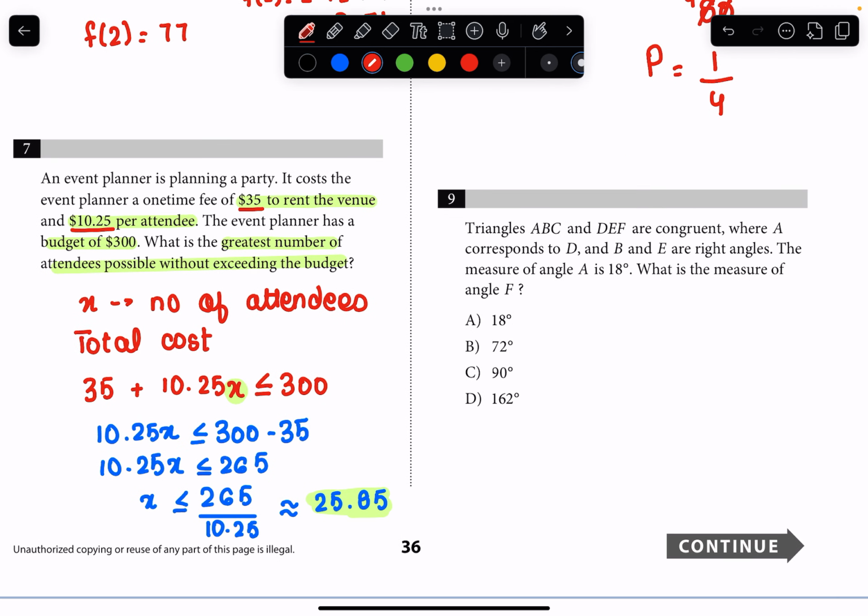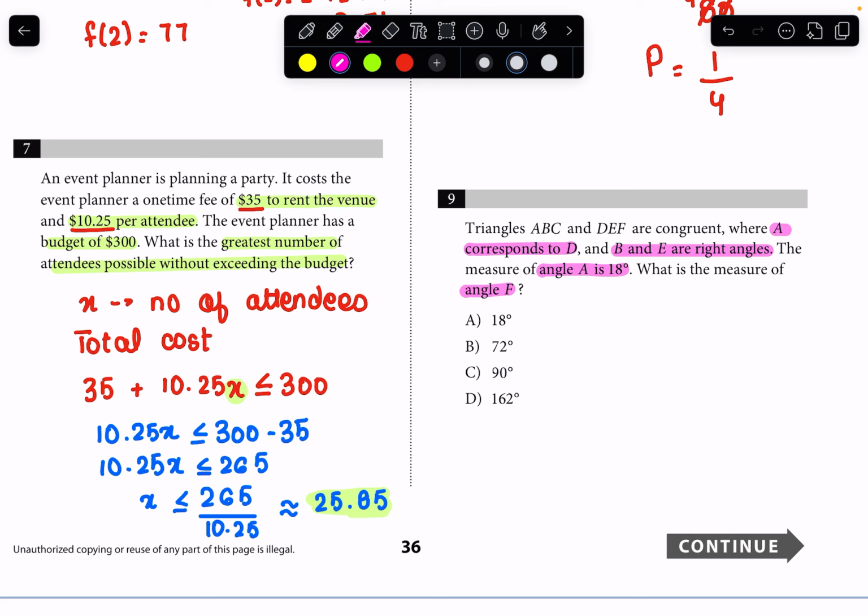Triangles ABC and DEF are congruent, where A corresponds to D, and B and E are right angles. The measure of angle A is 18. What is the measure of angle F?